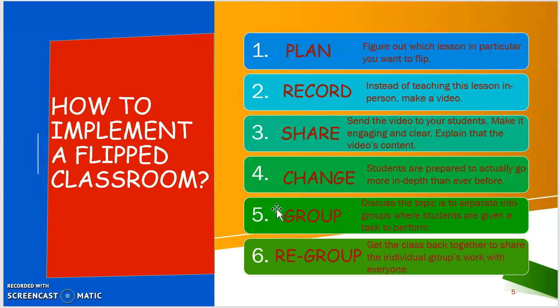Step five is group. So you're going to separate the class into groups where students are given a task to perform, and they're able to then again interact with one another, while the teacher walks around and guides students as needed. And then number six is regroup. So get the class back together, share the individual group ideas, what people have said, what people have learned, and make it a class discussion. And so these six steps have helped me to really learn how a teacher goes about implementing this flipped classroom method.